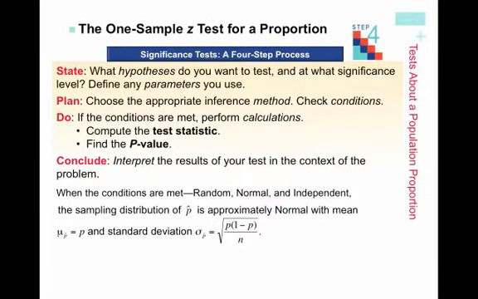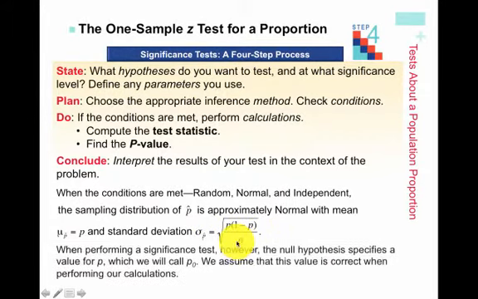When these conditions are met, the sampling distribution of p hat is approximately normal with a mean of p and a standard deviation found by our good friend, the standard deviation formula that we've been using for a few chapters now.